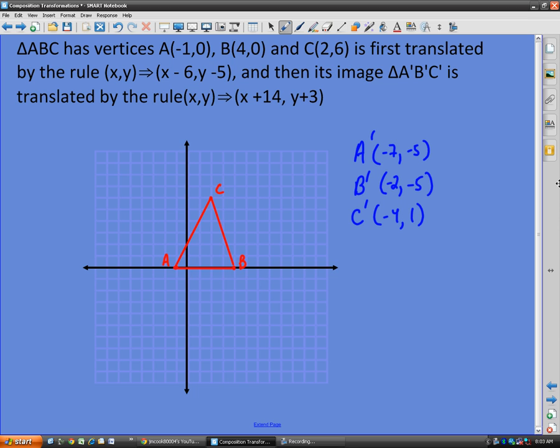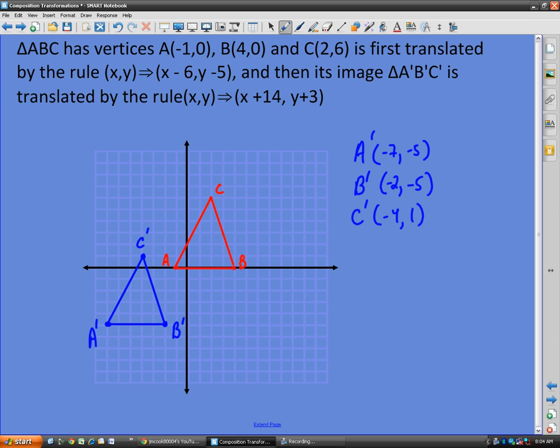So my new triangle, my first transformation, is going to be back 7 and down 5. I have a point there, and then back 2 and down 5, and then back 4 and up 1. So it looks like that. The triangle I get out of this should look something like this, and these are my points A prime, B prime, and C prime.